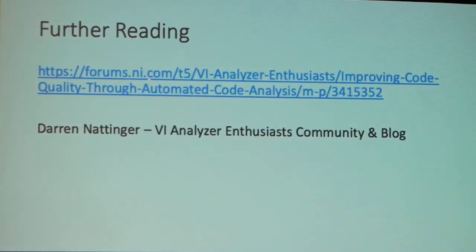So finally, further reading. If you're interested in what you've seen and you want to get started, hopefully that's the 60 or 70% of people that aren't using it right now. Have a look at improving code quality through automated code analysis. This slide will be available after NIWeek. If you want to take a card or talk to me afterwards, I can make it available to you more quickly. Have a look at VI Analyzer Enthusiasts community page and the blog that's run by Darren Nattinger. There's some really good community tests on there to save yourself a lot of time.